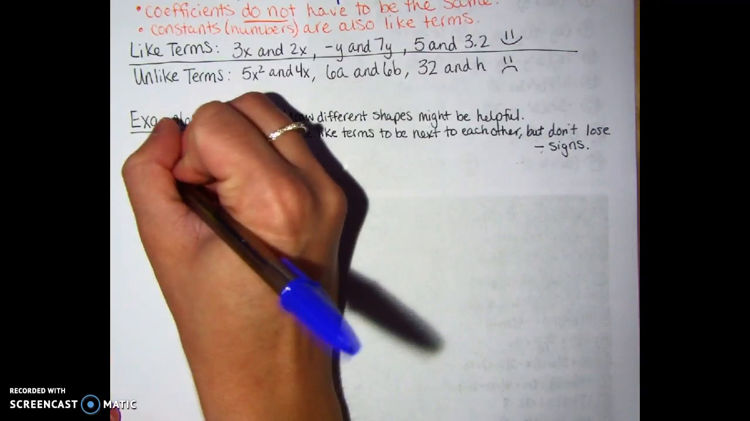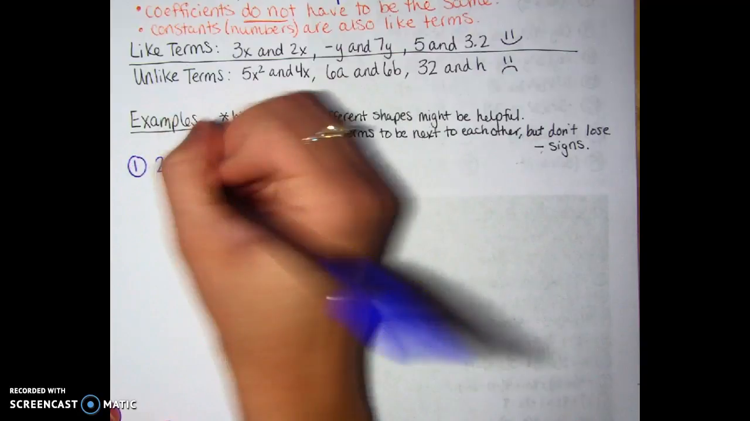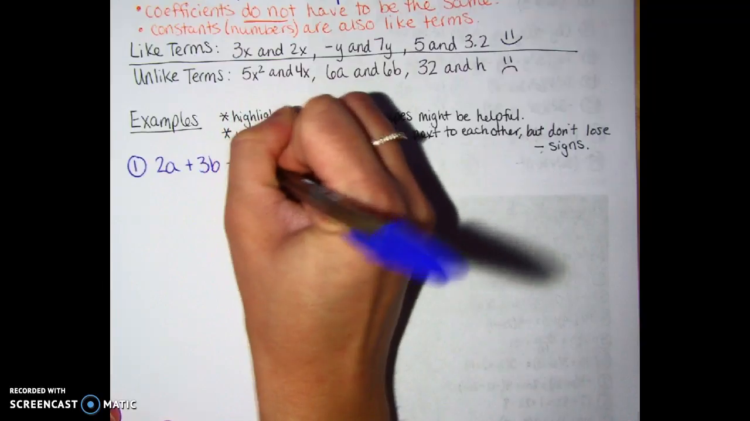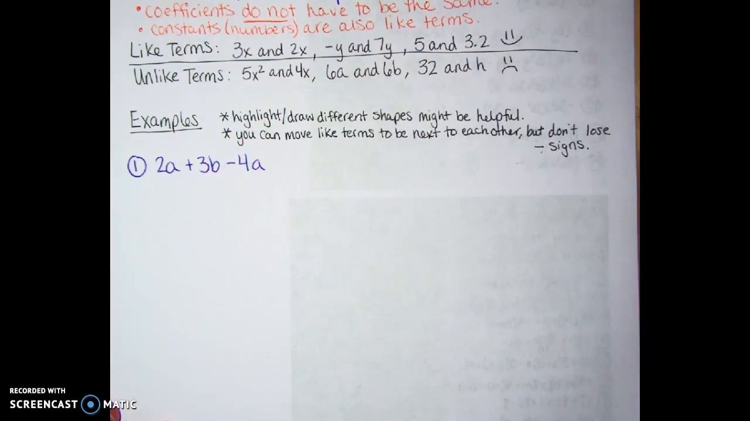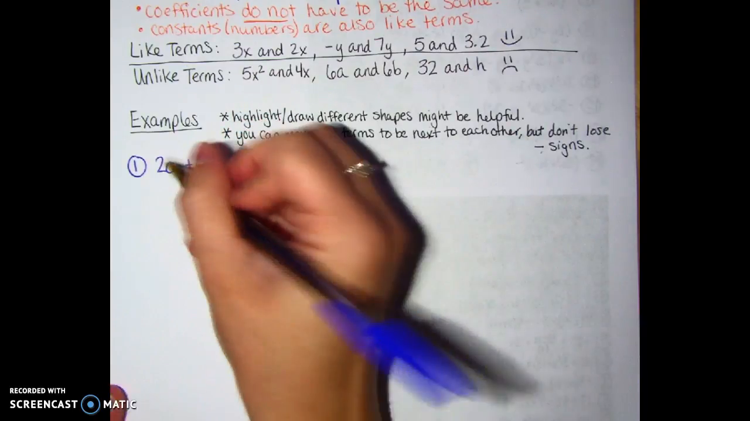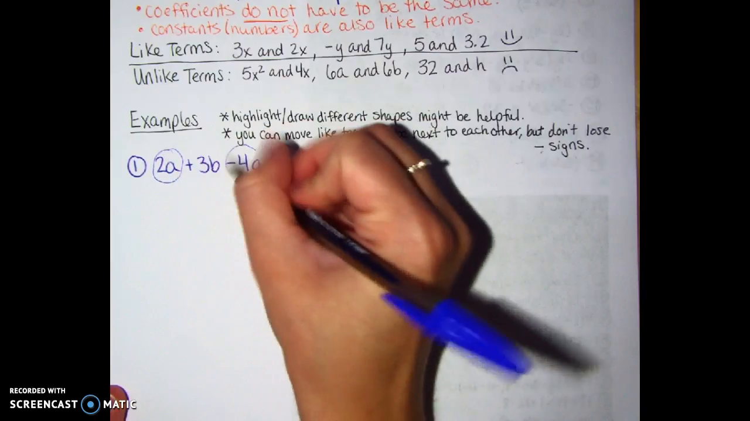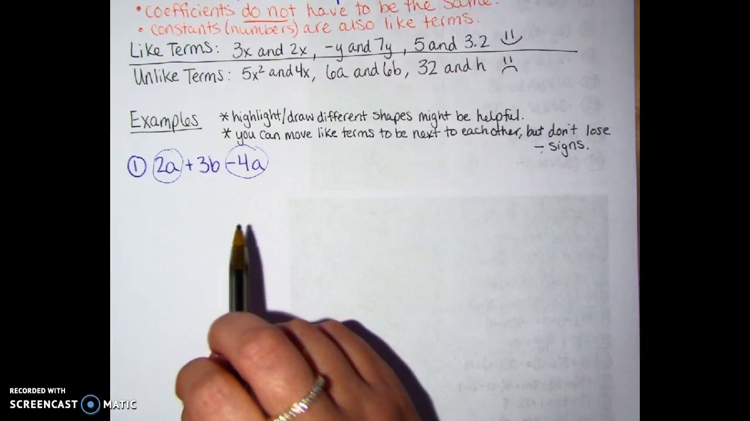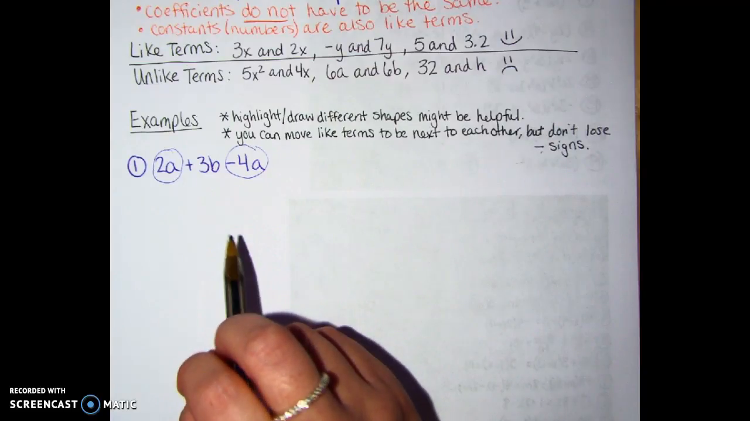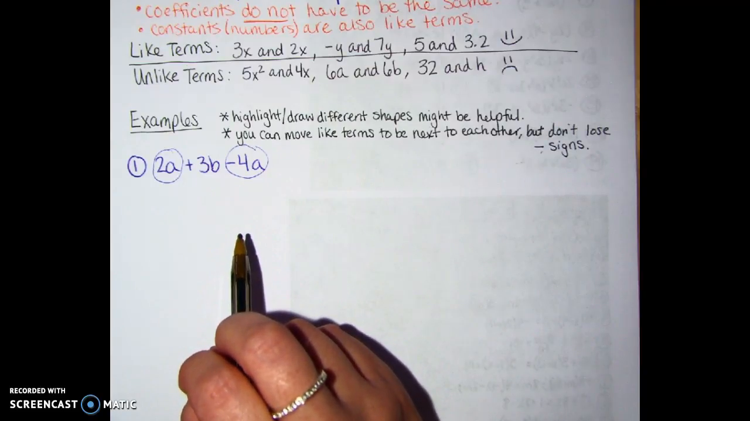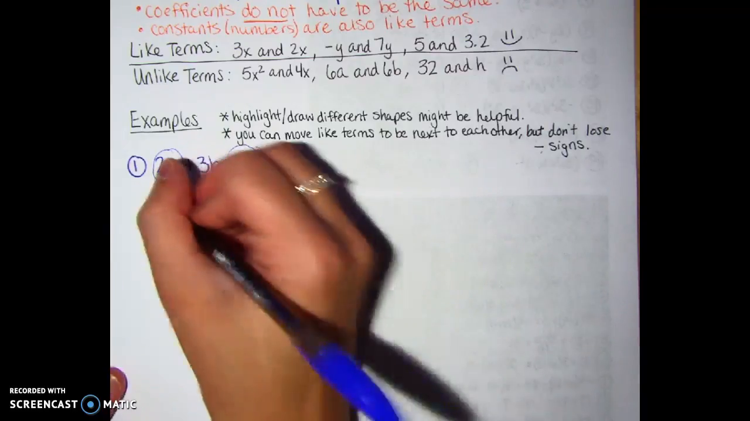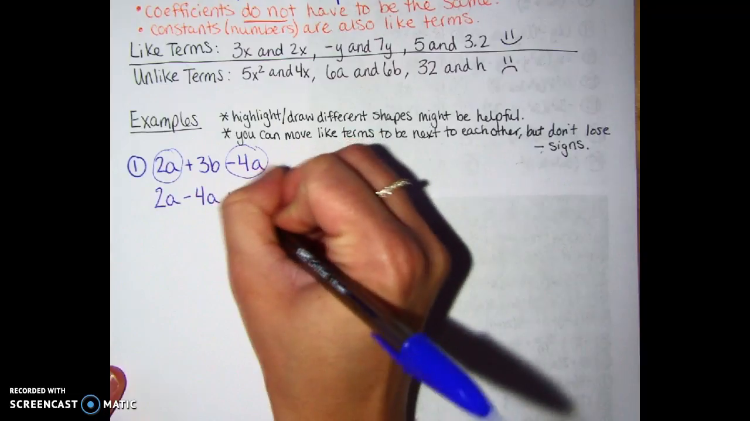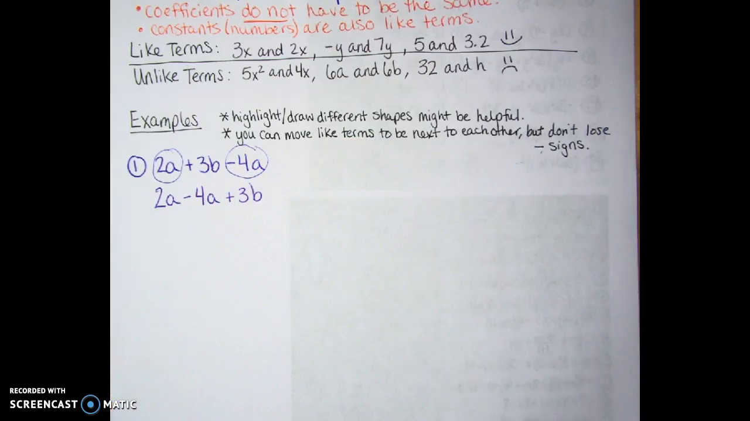Okay, this one is 2a plus 3b minus 4a. I'm going to circle like terms. So I have a there and a there. This does not have a like term, so I'm not going to combine it with anything. Now I'm going to rewrite it with those two next to each other. If you didn't learn it that way, you do not have to do it that way. But this helps some people. Usually I don't do it this way.